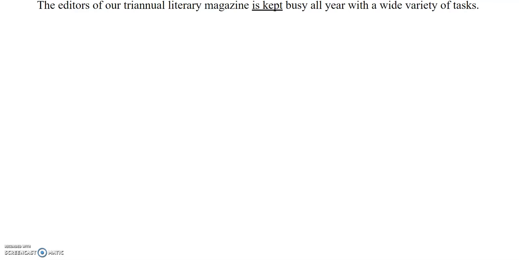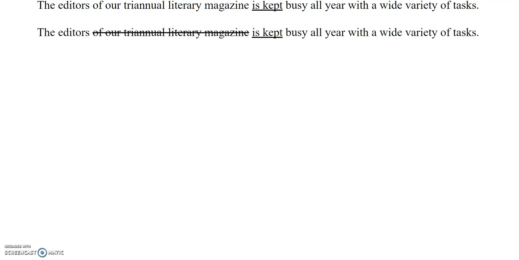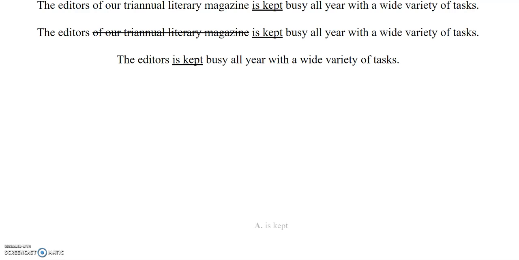What can we cross out that's not necessary? If we're looking at our prepositional phrases, we can take out "of our triennial literary magazine." And then the essence of our sentence can be boiled down to, the editors is kept busy all year with a wide variety of tasks. All we have done is eliminate what we don't need so we can clearly see our subject and verb.